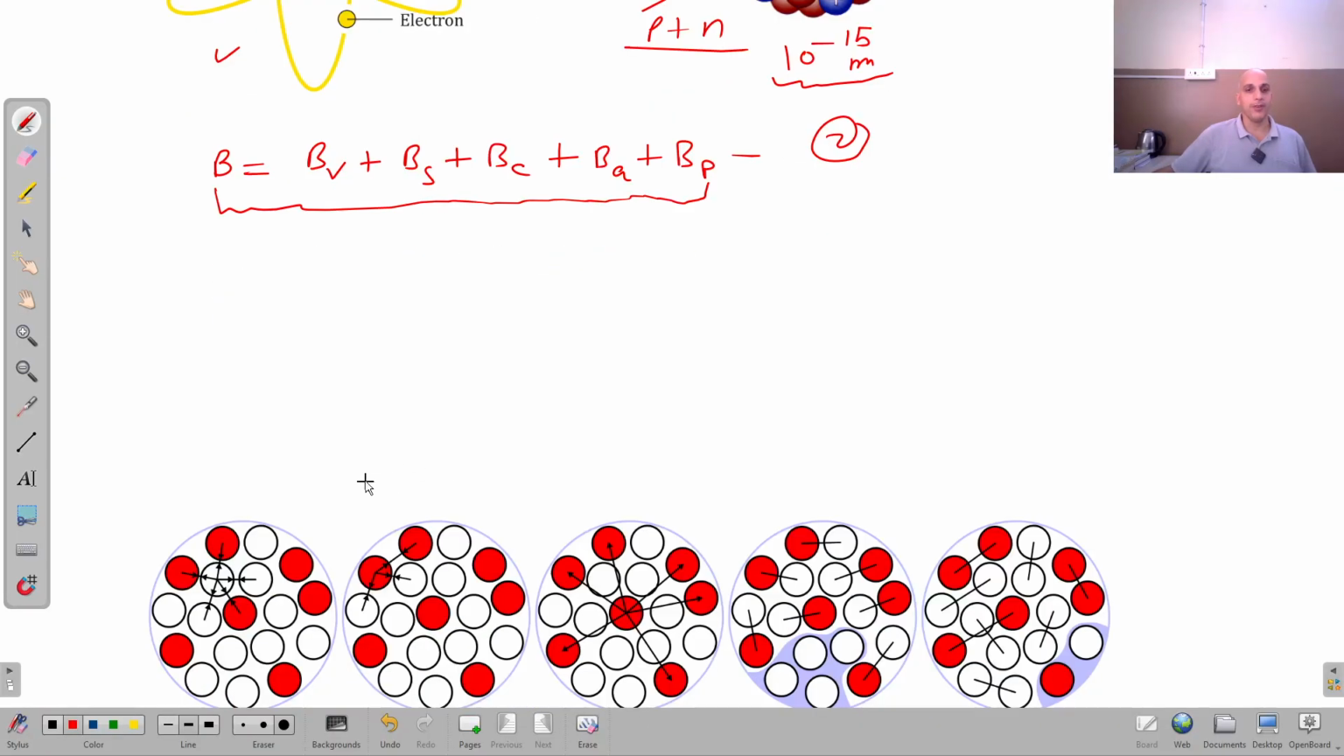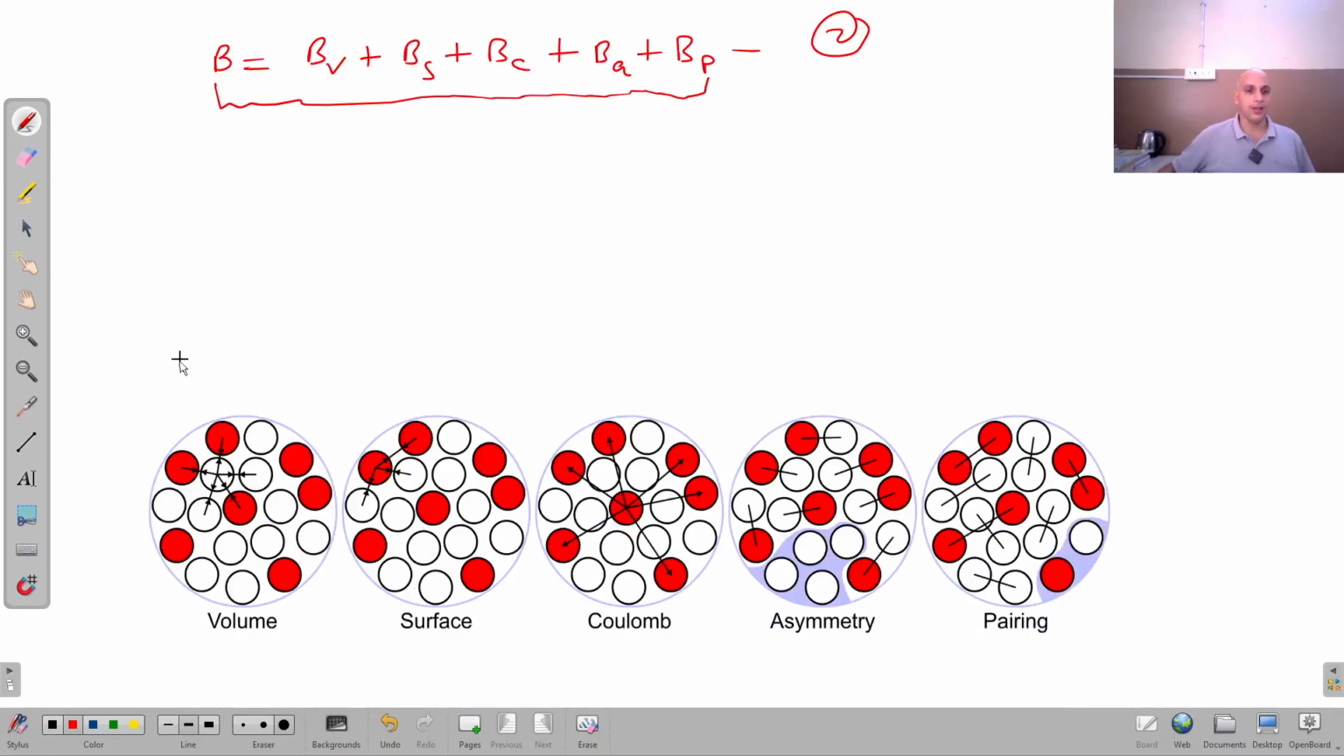You can see here these 5 contributions are shown in terms of a picture here. This is the first one, this is the second one, this is the third one, this is the fourth one, and this is the fifth one. I'm coming to the first one, that is the volume energy term.